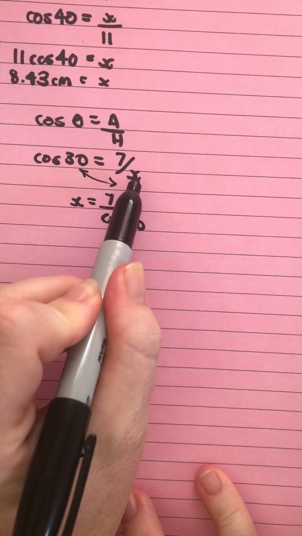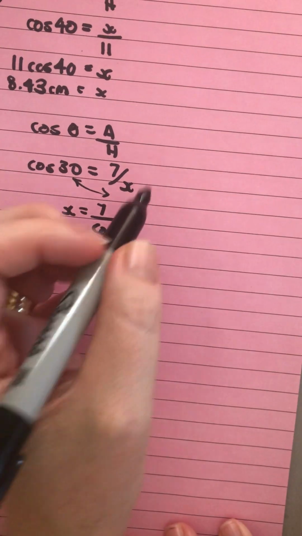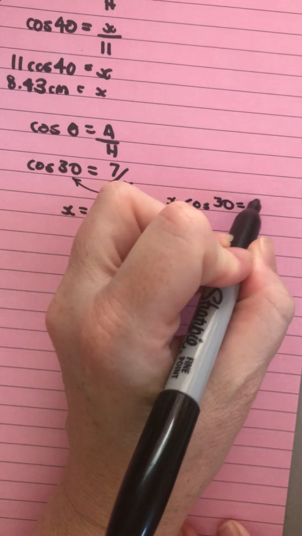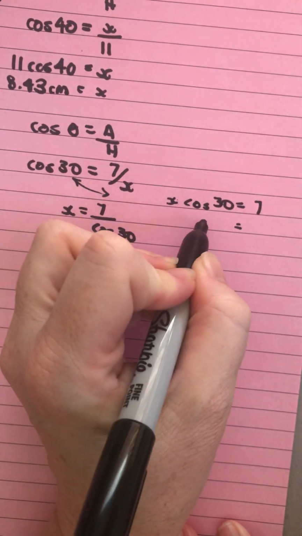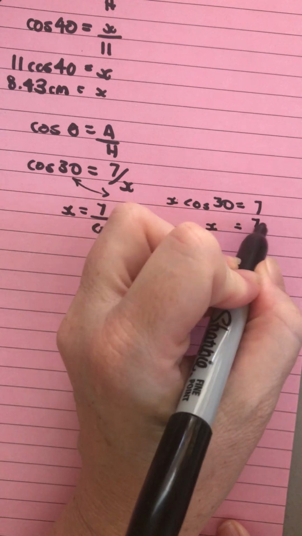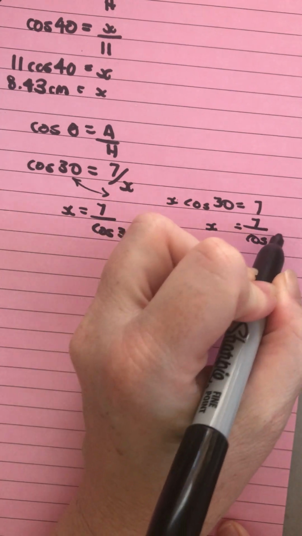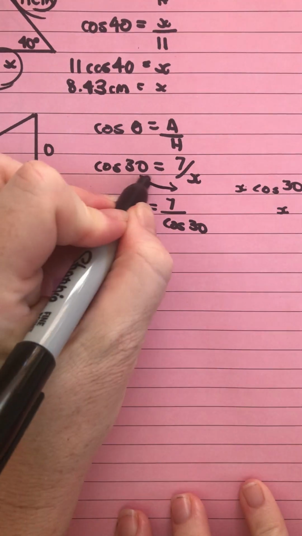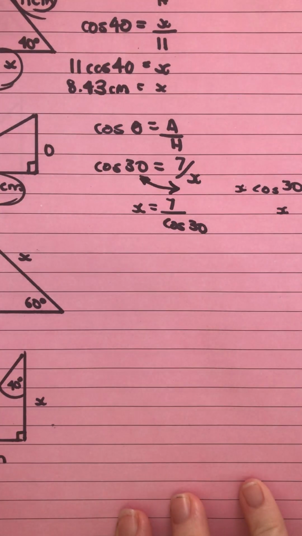But if you're not sure why that works, when we've got an x on the bottom, we want to multiply both sides by x. So we would end up with x cos 30 equals 7. And then to get the x on its own, we would divide by cos 30. I like to say the quick way is just if an x is on the bottom, make them swap sides. So I get 7 over cos 30.